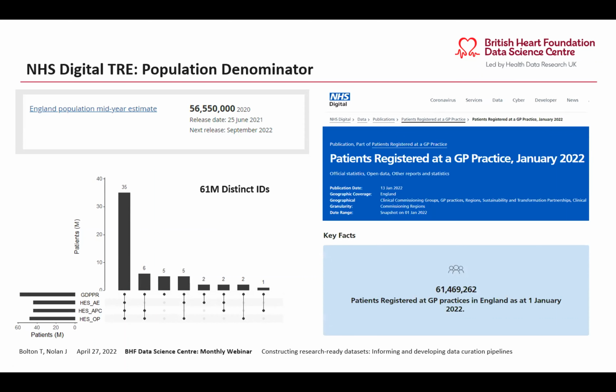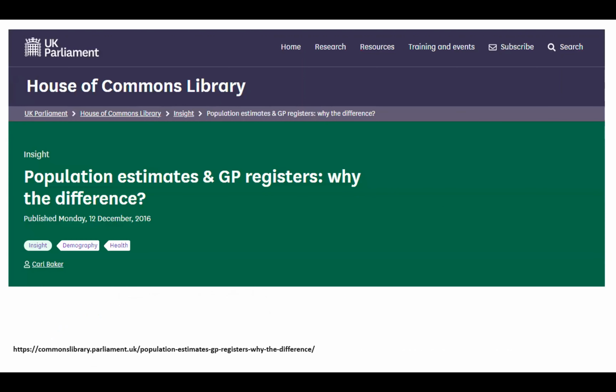This still leaves us with the question of why the 61 million IDs and how this compares to the 56 million population estimate. This is an article available on the Parliament website, which explores the differences between population estimates and GP registers, GP register sizes by local authority. And thanks here to Angela Wood for finding this resource.